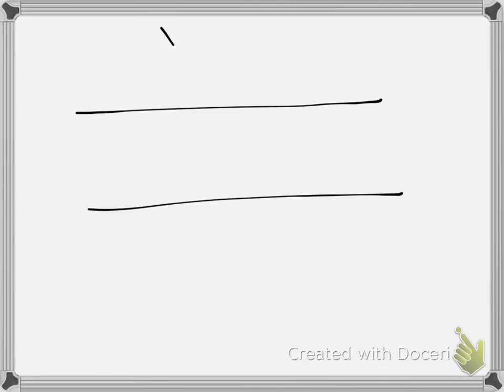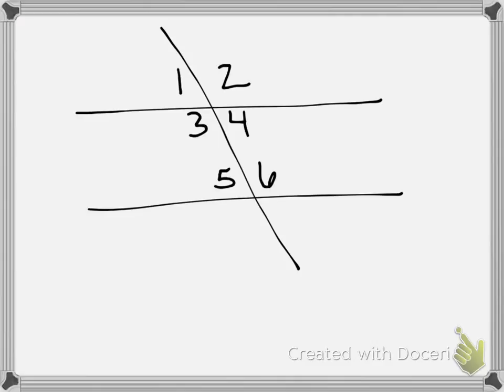Okay, we're going to try this. When we have two parallel lines cut by a transversal, we have different kinds of angles. And this is what your foldable was yesterday. I'm going to do it like this to see if you can understand a little bit better.